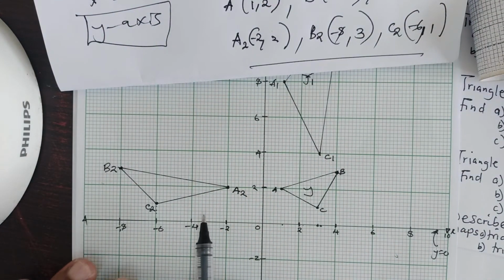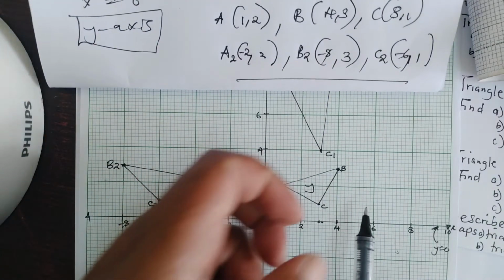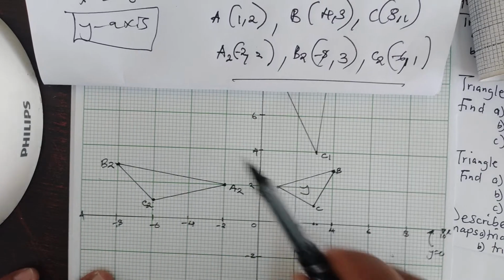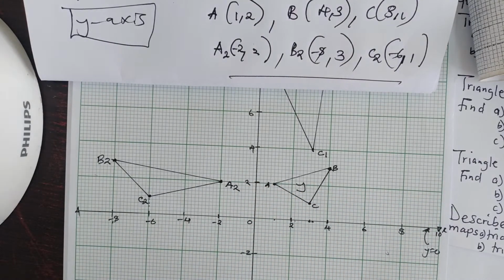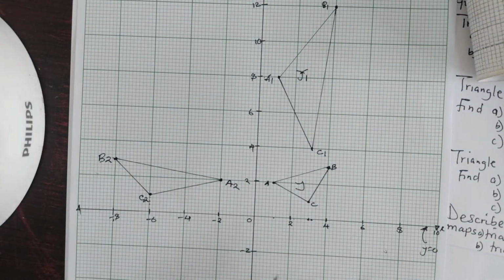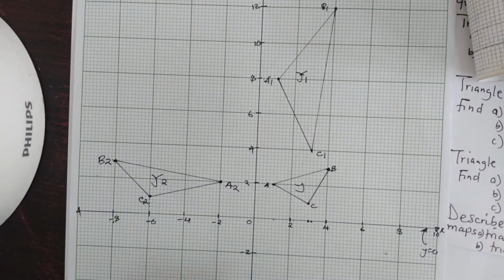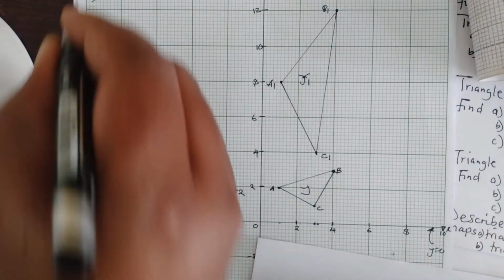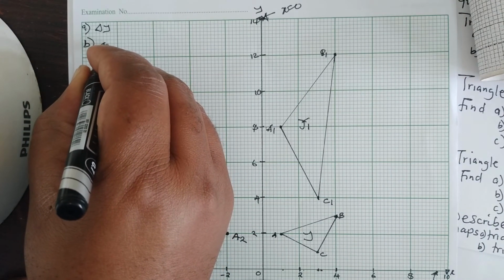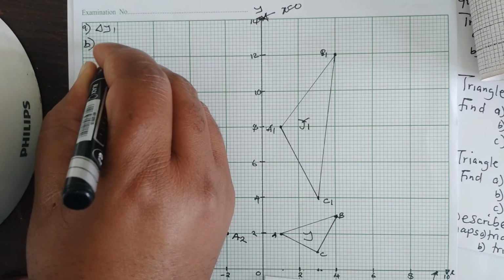So this is a triangle. Take note, the stretch factor was negative, so it means the pull will be towards the left hand side. If it was positive, then you would have taken it to the other side. Basically, that is how you are going to draw that triangle. And we need to indicate that this is triangle y2.